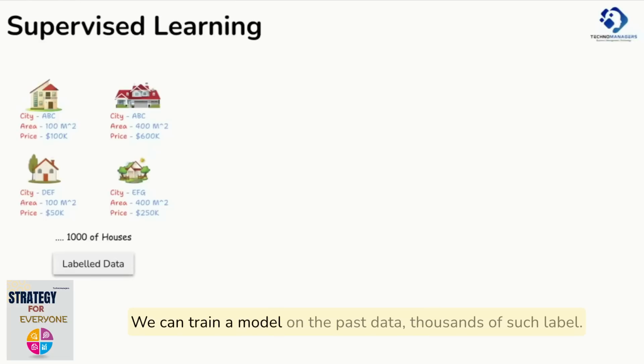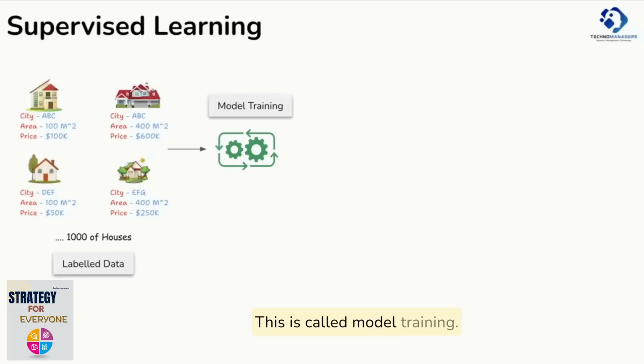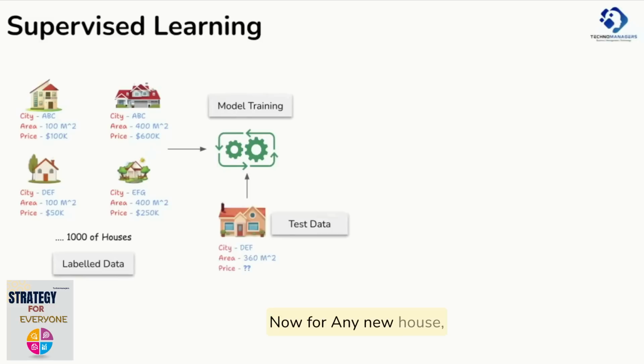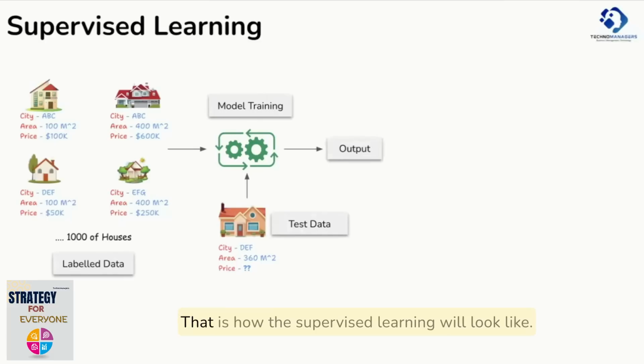We can train a model on the past data, thousands of such labeled examples. This is called model training. Now, for any new house, the model will be able to predict the price of that house. That is how supervised learning looks. Now, see how the model training looks.